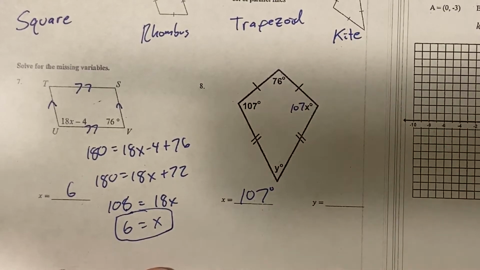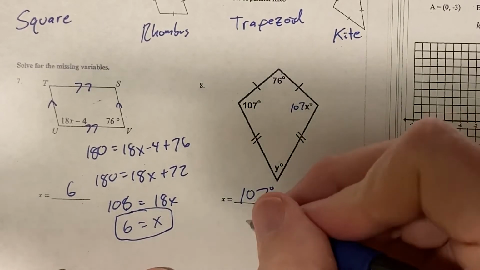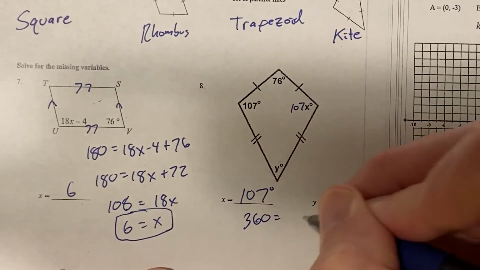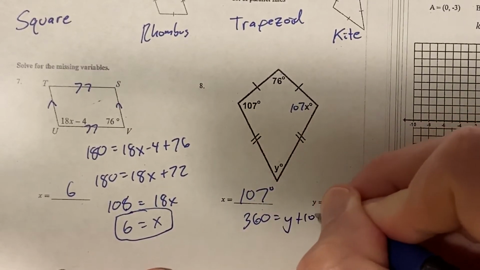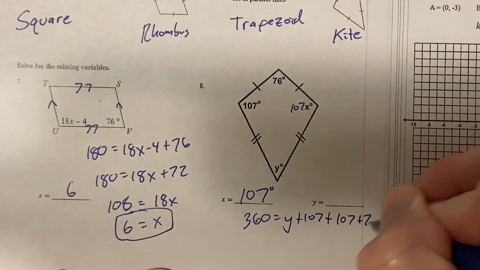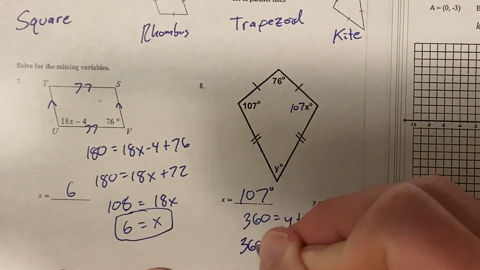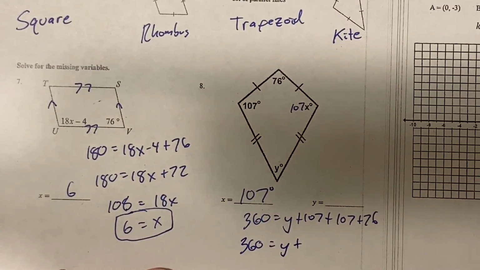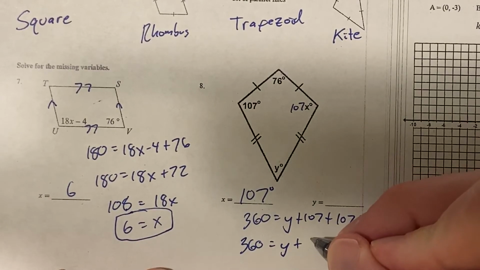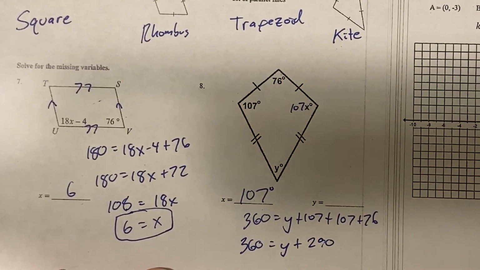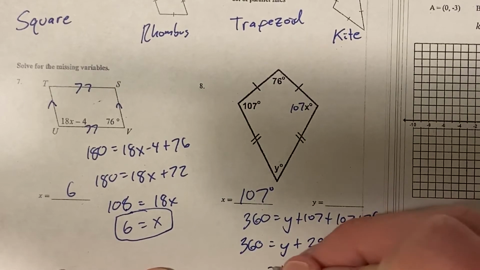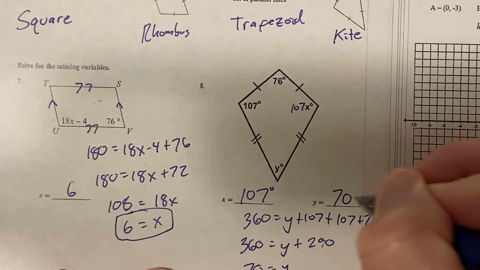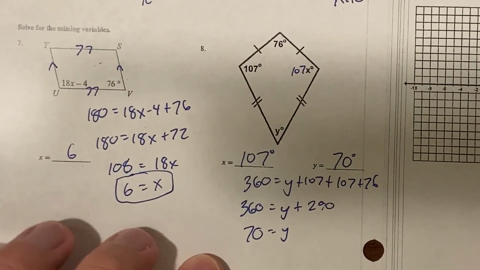So push pause, see if you can do that real quick. 360 equals all those added together, and then unpause it. 360 equals y plus 107 plus 107 plus 76. That would be y plus 214 plus 76, I think is 290. 214, yeah. Subtract the 290 over, you get 70. So y equals 70 degrees. Okay.